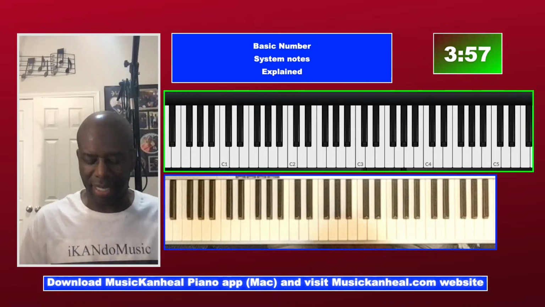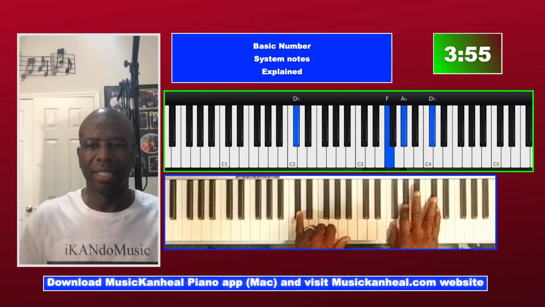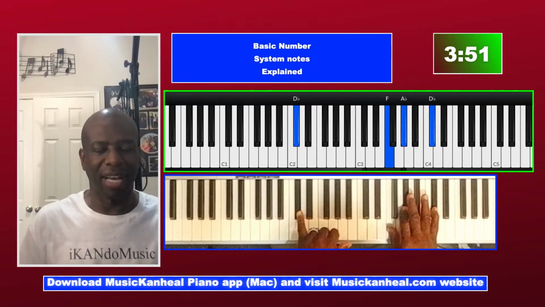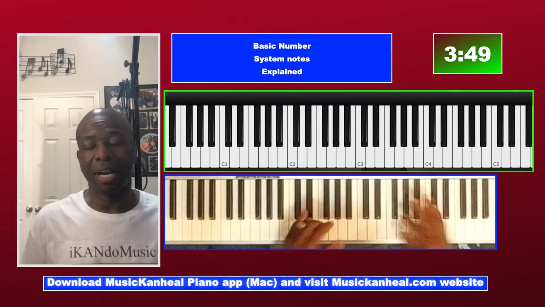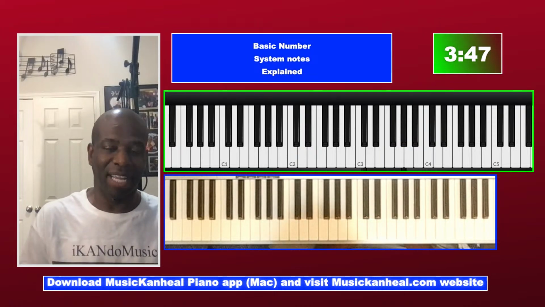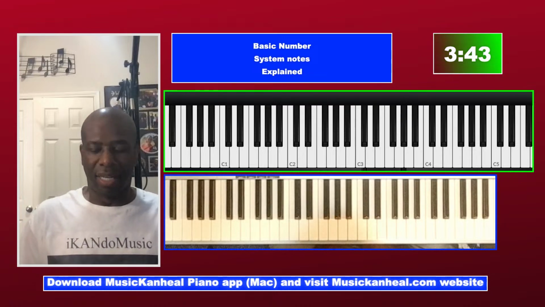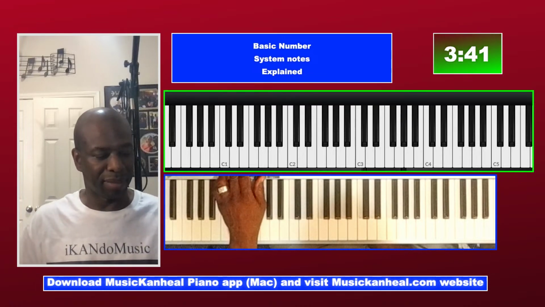So if I was to take the one chord, this is the one chord in the number system. I'm using my 1, 2, and 5 fingers. So the one chord, I'm also going to be in the key of D flat. So in the key of D flat, I'm going to show you some numbers with the number system, some chords.